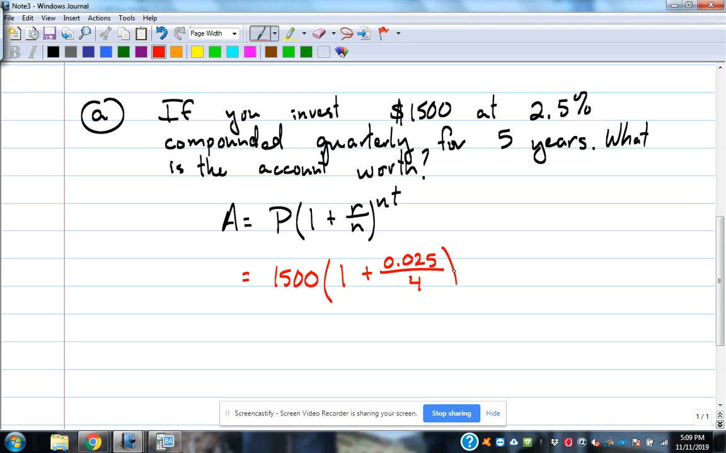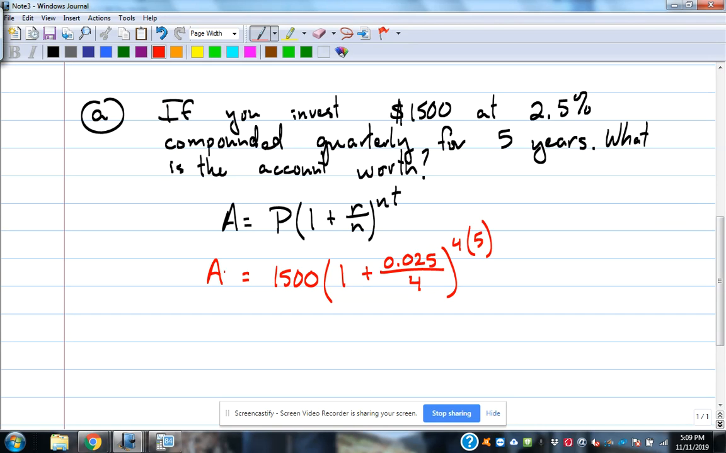Quarterly is 4 times. Monthly would be 12 times. Weekly is 52. If you did semi-annually, that'd be twice. Bi-monthly would be 6 times. Those are common words that are used here. Daily would be 365 in the bank. They don't account for leap years in the bank. So the n is 4. The time is 5 years.